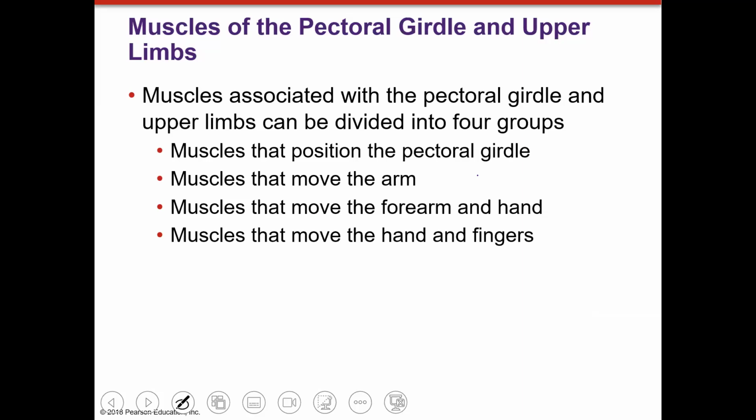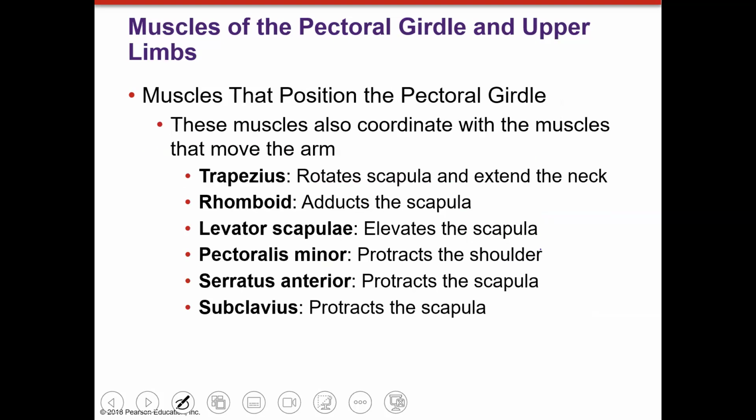Muscles associated with the pectoral girdle and upper limbs can be divided into 4 groups. We see muscles that position the pectoral girdle, muscles that move the arm, muscles that move the forearm and hand, and muscles that move the hand and fingers. These muscles also coordinate with the muscles that move the arm. So we'll see trapezius, remember that's on top, trapezius top, right? So your shoulder muscle.